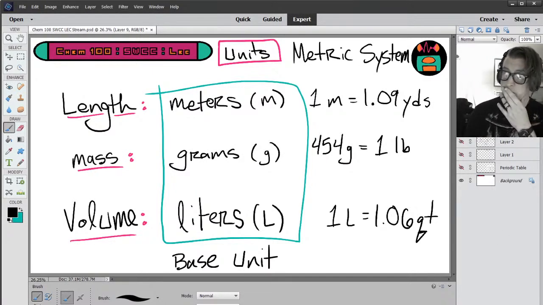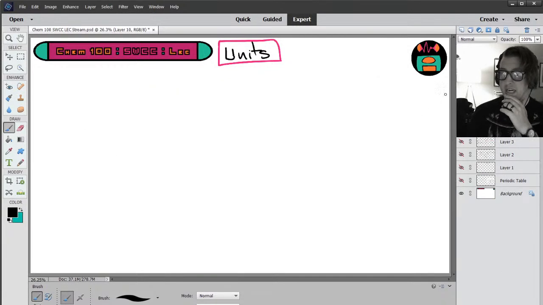And let's talk for a minute about prefixes.